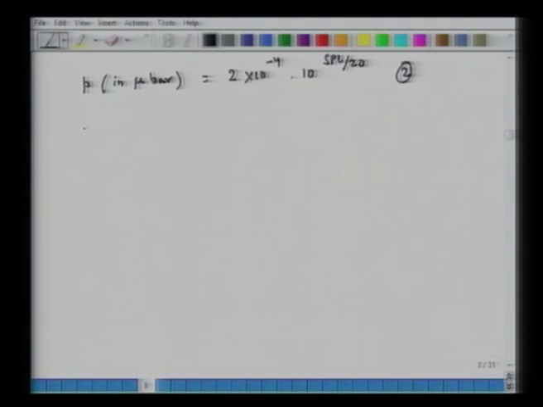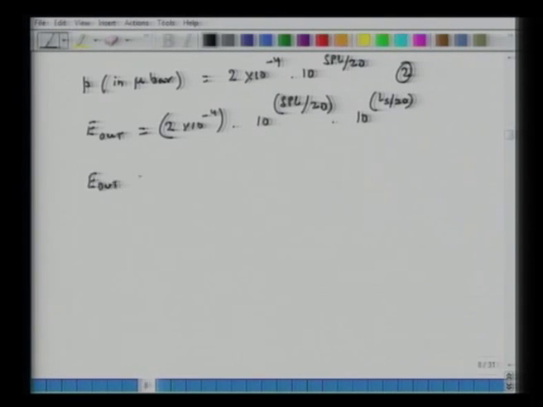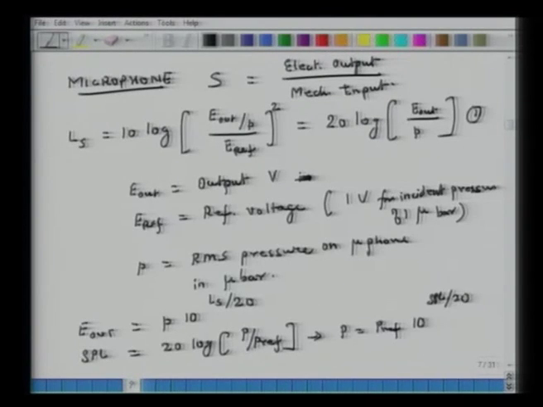So from 1 and 2 what I get is E out equals 2 times 10 to the power of minus 4 times 10 to the power of SPL over 20 times 10 to the power of LS over 20. Or E out equals 0.0002 times 10 to the power of SPL plus LS over 20 volts. And one thing I omitted earlier was that the unit of LS is decibel voltage over microbar. They are not of the same decibel voltage over microbar.